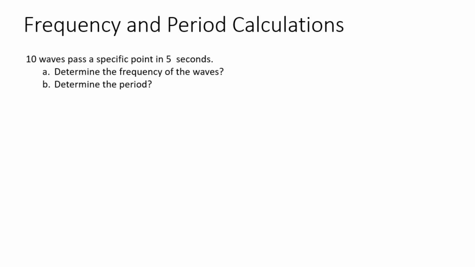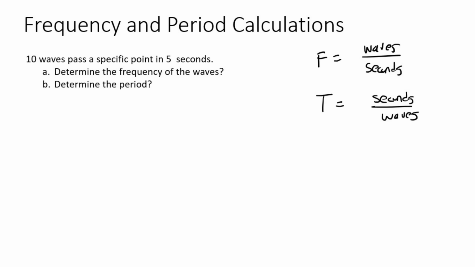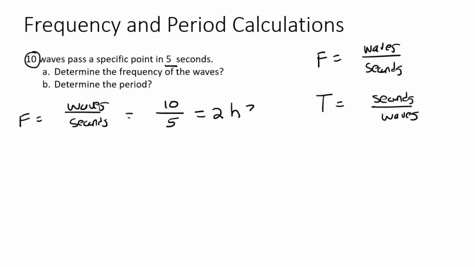Now remember that frequency is the number of waves divided by the number of seconds, whereas period, or we can just say T actually, is the number of seconds divided by the number of waves. So they tell us that 10 waves pass a specific point in 5 seconds, determine the frequency. So frequency is the number of waves divided by the number of seconds, and so that's going to be 10 waves divided by 5 seconds, and that gives us 2. And that would be measured in hertz.